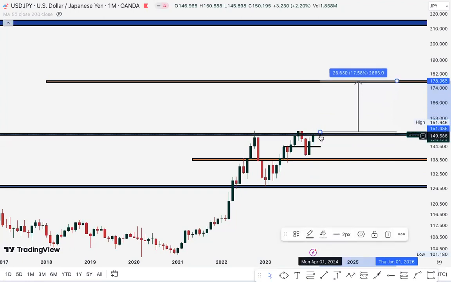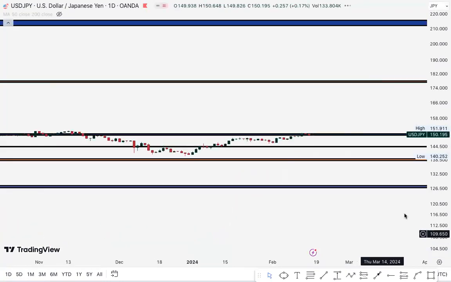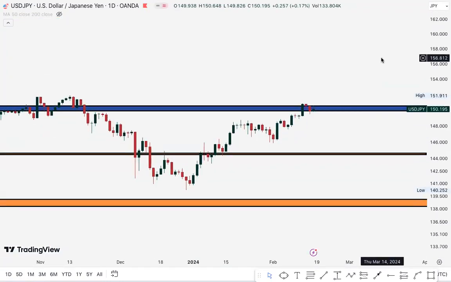So a weekly bullish engulfing candle break above, a break and close above here, then I'm perfectly ready to start buying USDJPY once again. All right. So let me just scroll down to the daily time frame, so you see how it looks on a smaller scale. So this is how it looks on a smaller scale.